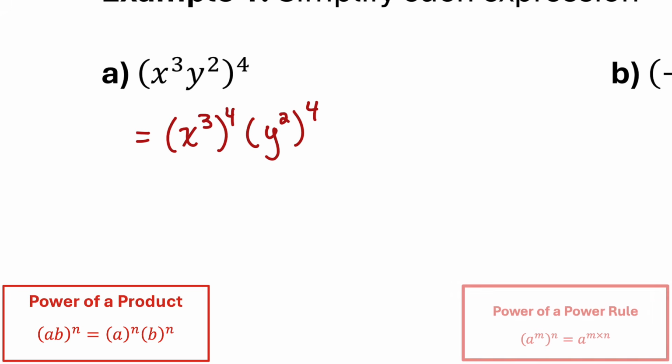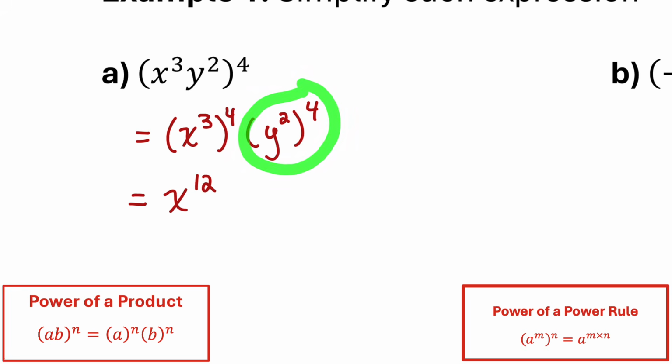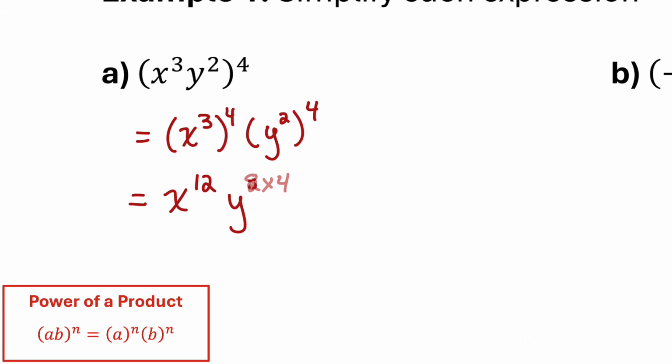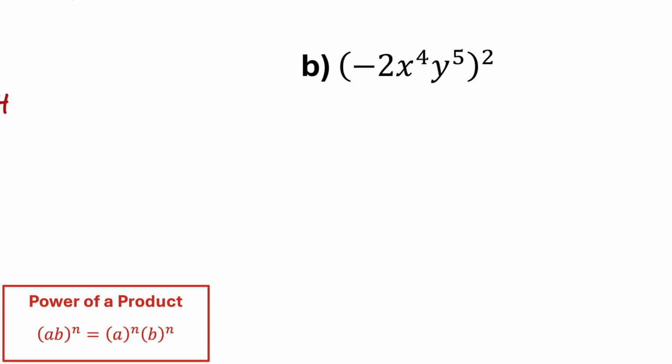And then using the power of a power rule, I know when I have a power of a power, I keep the base the same, so I'll keep the x, but then multiply the exponents, 3 times 4, which is 12. And same thing for this power of a power. Keep the base of y, and multiply the exponents, 2 times 4, which is equal to 8. So there's our final simplified answer, x to the power of 12 times y to the power of 8. Let's move on to part B.